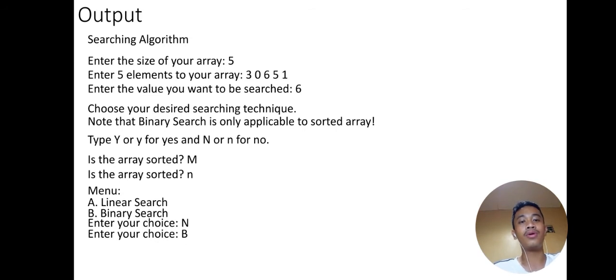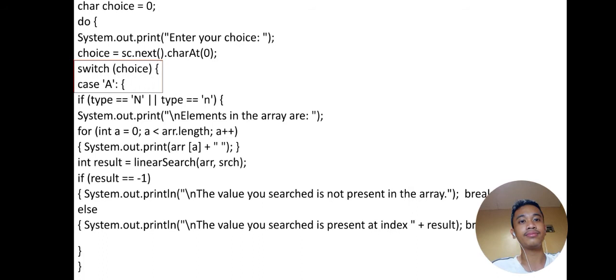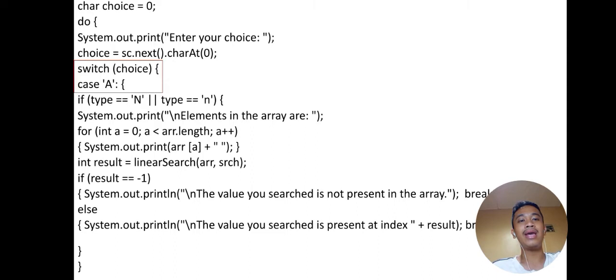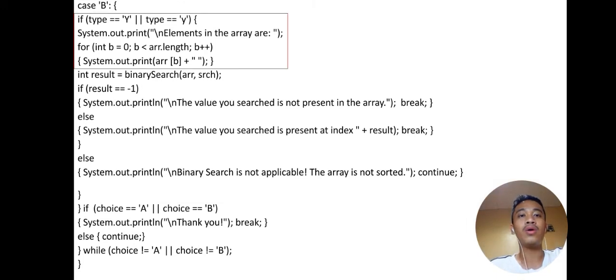So now our user input big B. So the value of our choice is now B. Now switch B, so it will find the case. So we have case A and case B. So case A will be skipped since we have case B. So the code under case B will be performed.